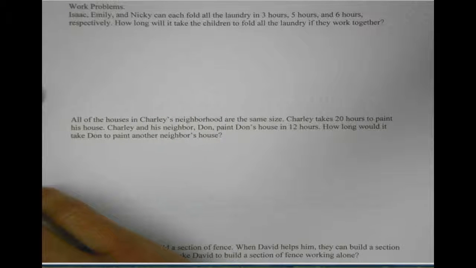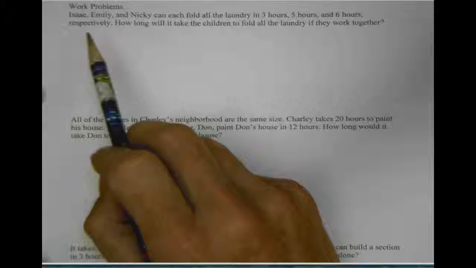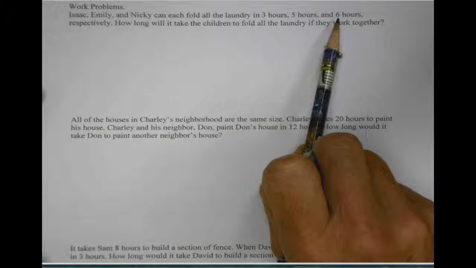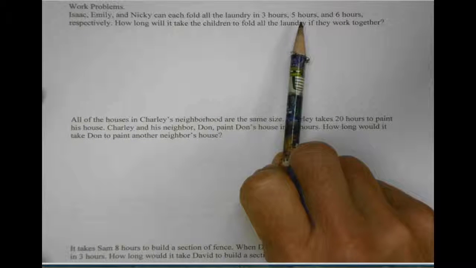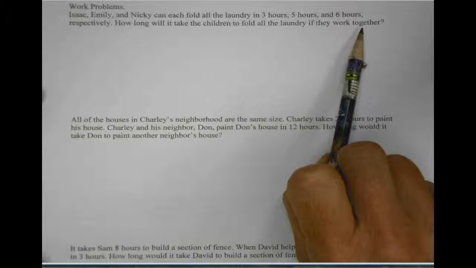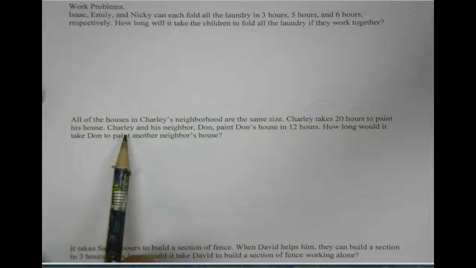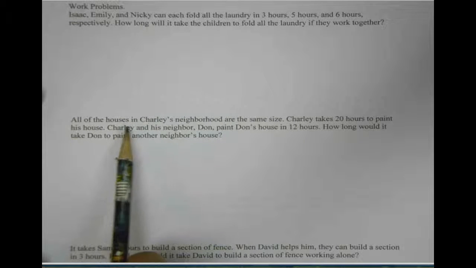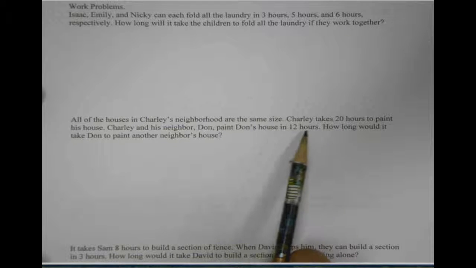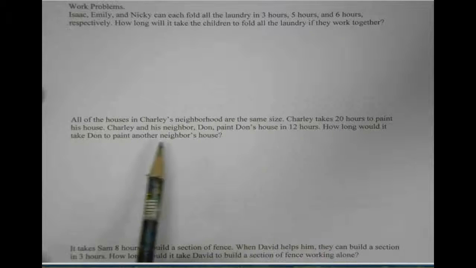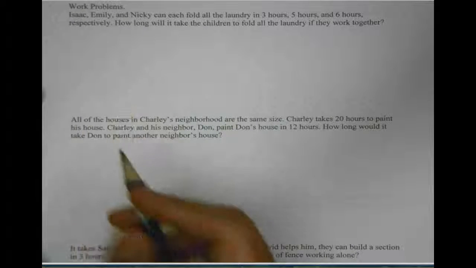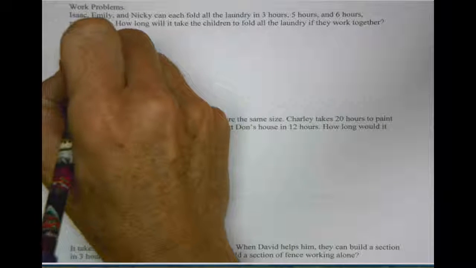To solve a work problem, we have people who can perform a certain job in some number of hours, and in this problem we have the length of time each person takes, and we want to find out how long it would take if they all work together. Now, this problem is a little bit different because we have the length of time it takes one person and then how long they can work together, and we have to find out how long it would take the other person alone. So let's look at what we do for the people working together.